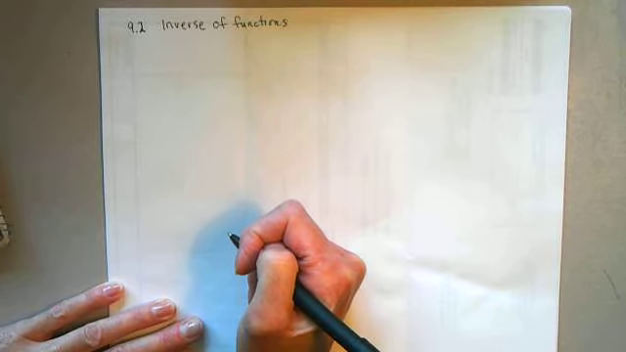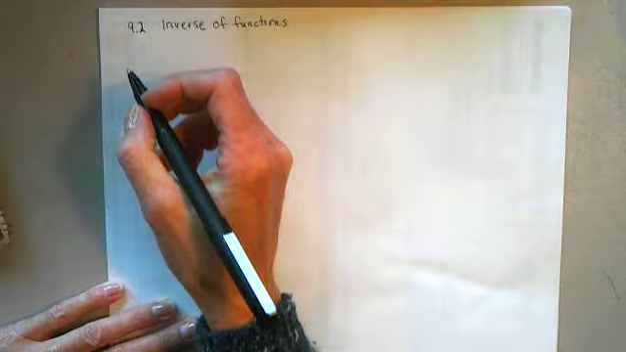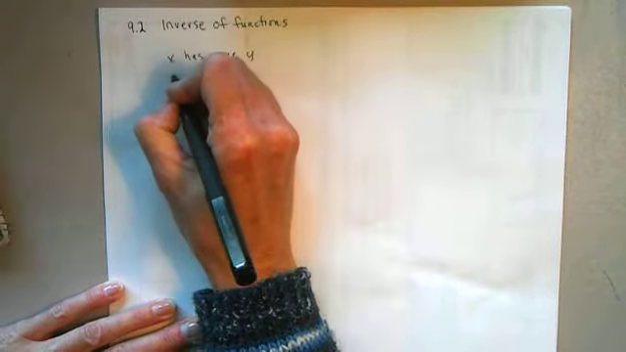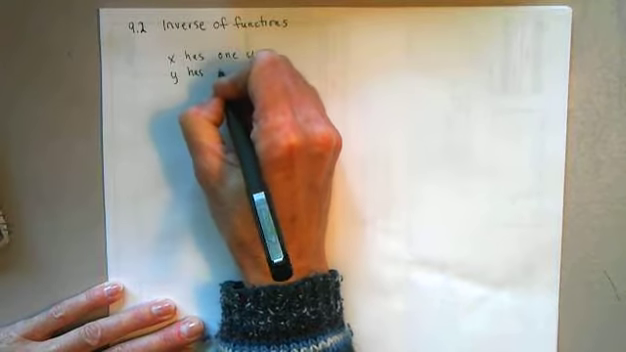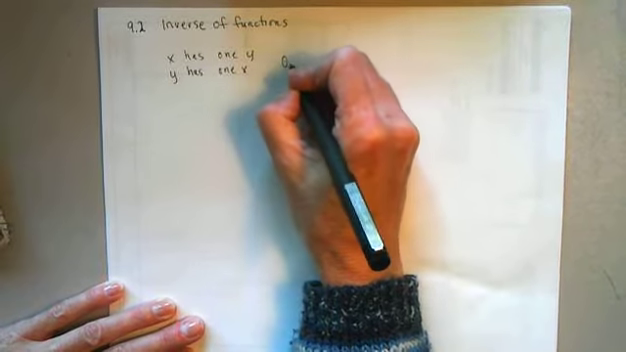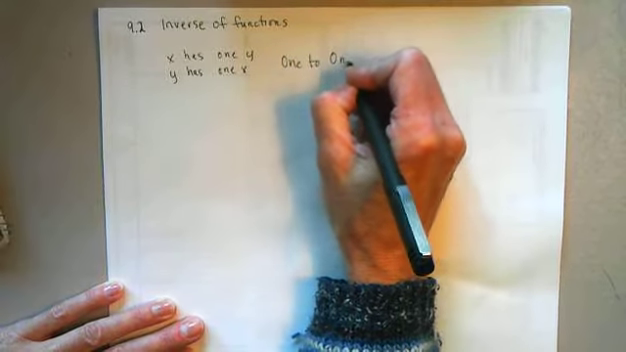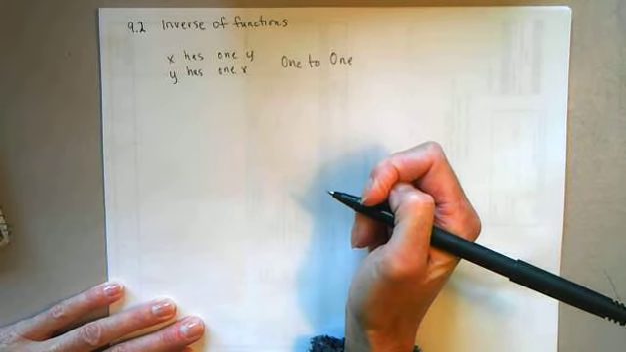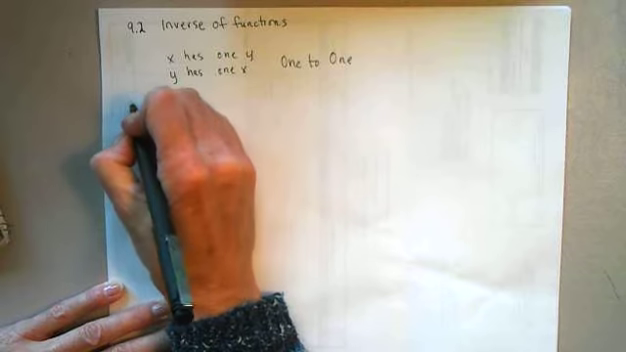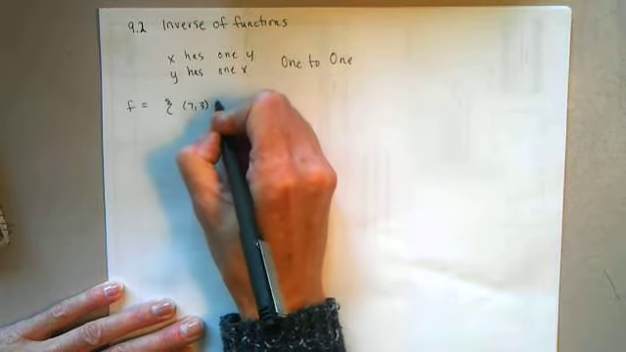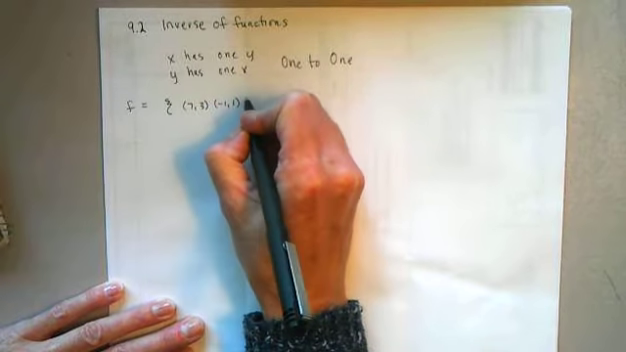Well, if it passes the vertical line test and a horizontal line test, that means that every x has exactly one y, and every y has exactly one corresponding x value. And if that is true, it is called 1 to 1. So if a function is 1 to 1, that means it passes both the horizontal line test and the vertical line test. So let me ask you, if I gave you function f and I said that function f is this set of points, would it be 1 to 1?